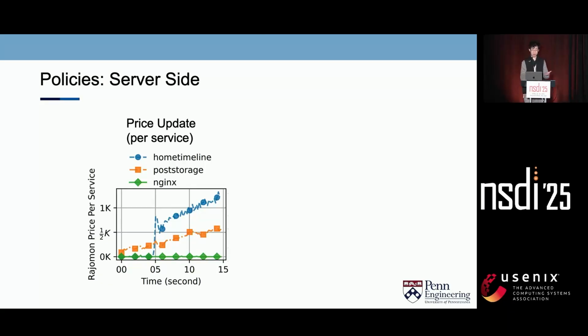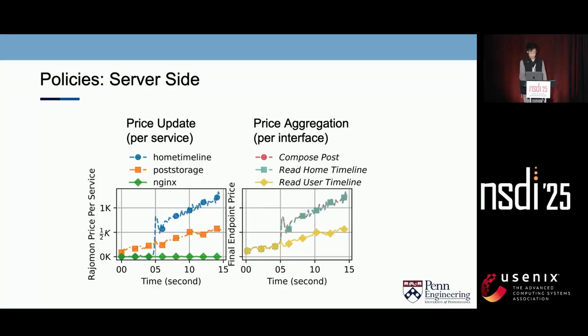And you all may also question how the price is determined. We proportionally update the price based on the queuing delay. So the larger the queuing delay increase, the larger the price increase. That allows us to respond significantly and fast enough. And we aggregate the price of each service to the price of the final interfaces, because at the end, the request is about interfaces, not about services.